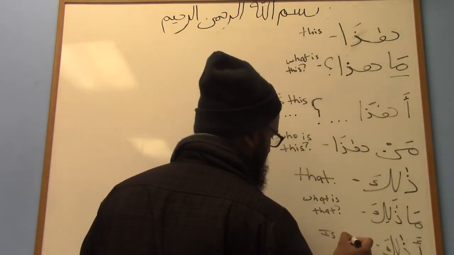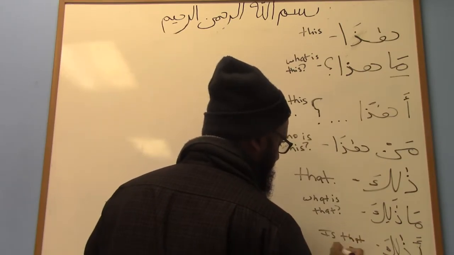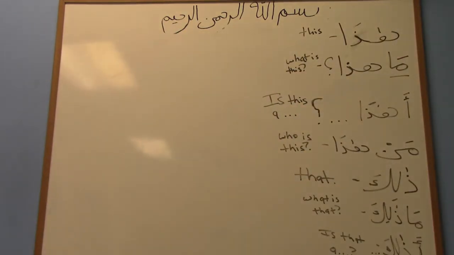Is that a dot dot dot? Question being asked now. Adhalika kalbun means, is that a dog? La dhalika qittun. No, that is a cat. Ma dhalika, what is that? Dhalika sarirun. That is a chair. Or, I'm sorry, bed. Sarirun. Alright, let's move on to the next page, page number 13.